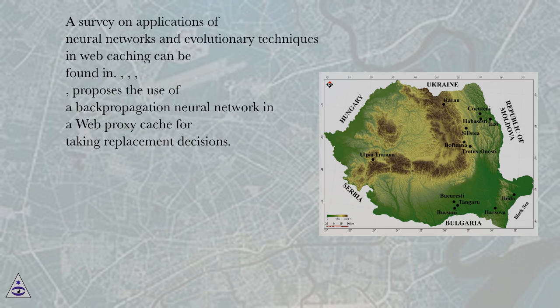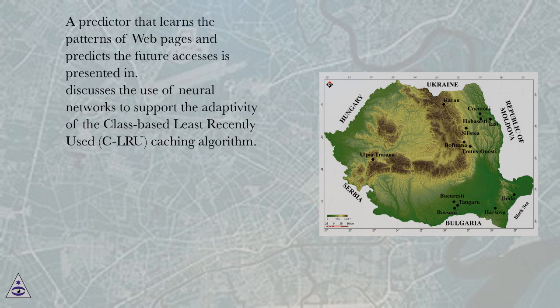A survey on applications of neural networks and evolutionary techniques in web caching can be found in, proposes the use of a backpropagation neural network in a web proxy cache for taking replacement decisions. A predictor that learns the patterns of web pages and predicts the future accesses is presented in. Discusses the use of neural networks to support the adaptivity of the class-based least recently used, CLRU, caching algorithm.